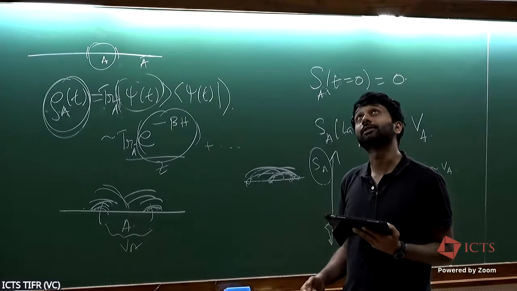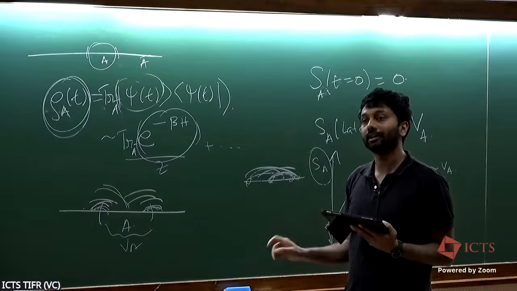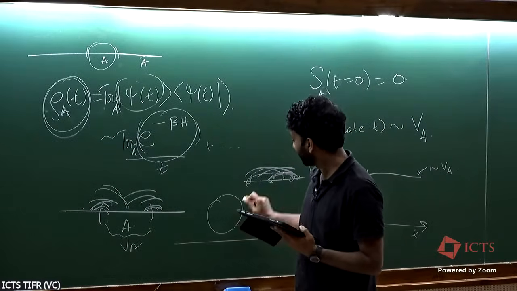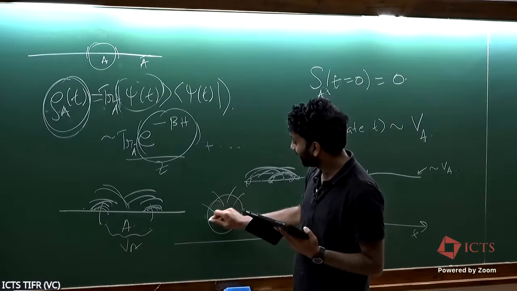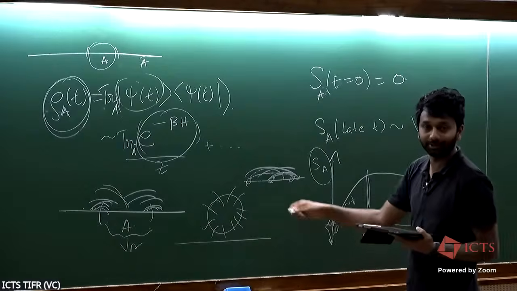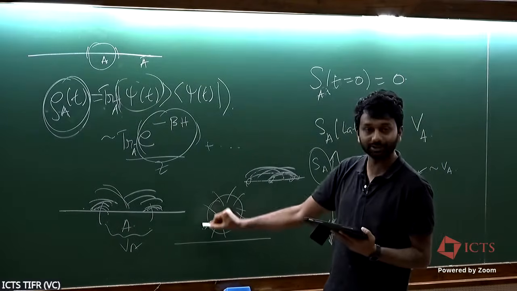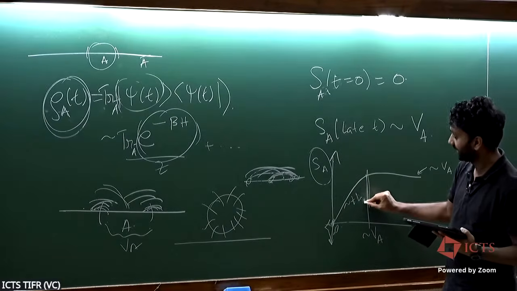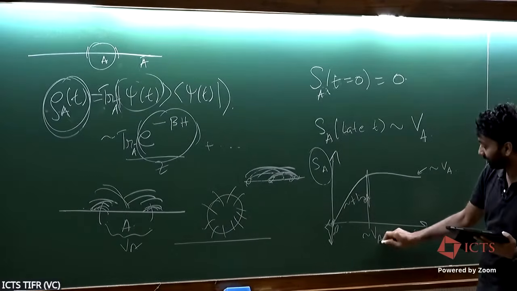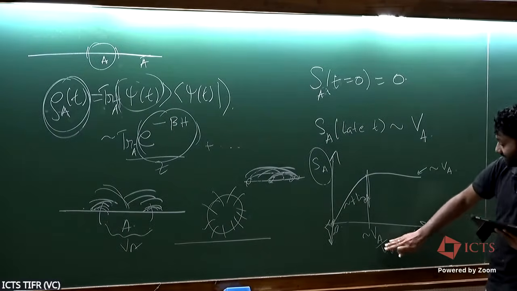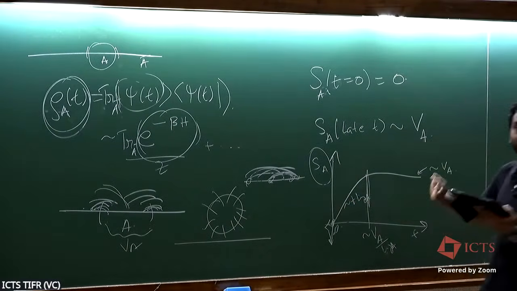In higher dimensions, you should be a bit more careful. I think it would be the linear dimension, because your entanglement would grow at a rate which is proportional to the boundary of A. So this is the length of the boundary of A, and this would be the linear dimension. So this is not the volume, but the linear.